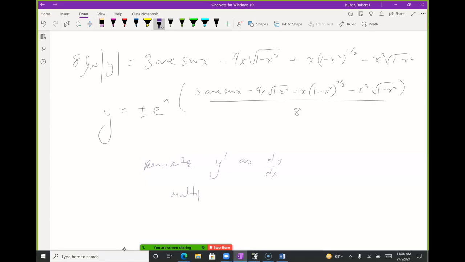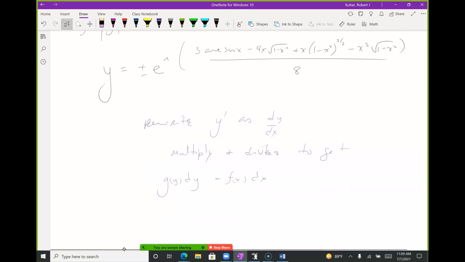Multiply and divide to get g of y dy equal f of x dx, right? Get all your y terms on the side with the dy by multiplying or dividing, and all your functions of x on the other side by multiplying or dividing, and then integrate, right? Solve for y.